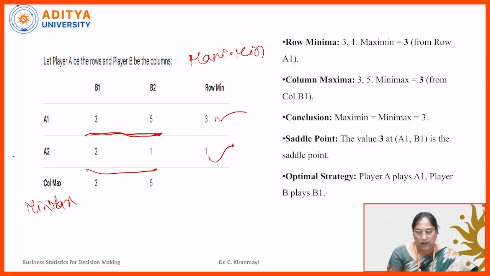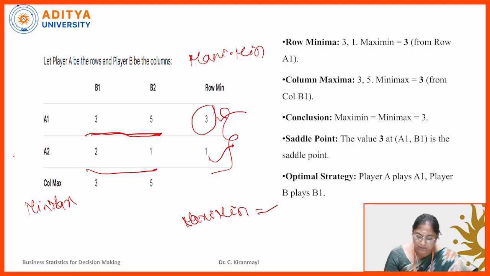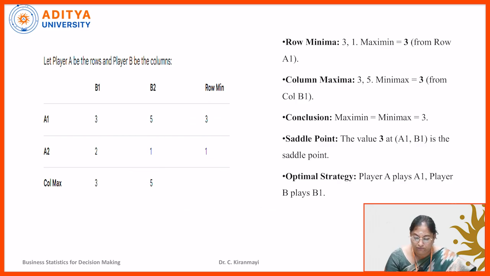And after identifying minimum value for all the rows, then we have to obtain maxi-min value. So, what is the maxi-min among these, between these 2 minimum values? Which one is maximum? 3 is maximum. So, maxi-min value is 3. And likewise, for columns, we have to use mini-max principle. That is, we have to obtain first column maximum.